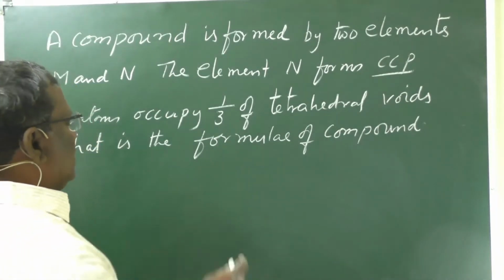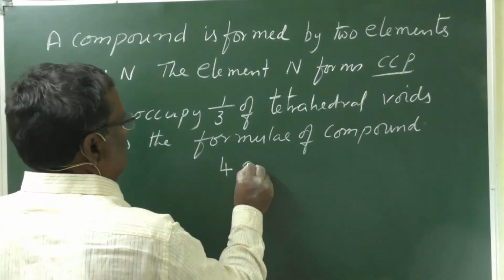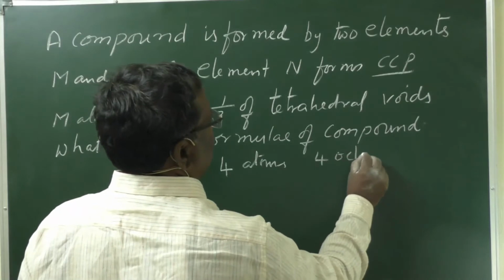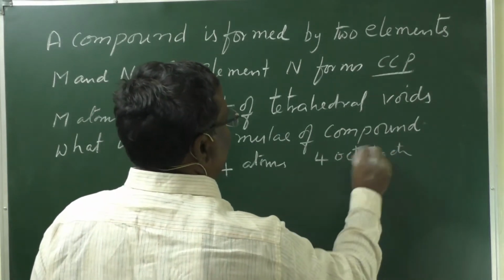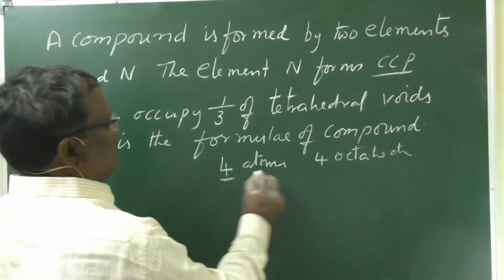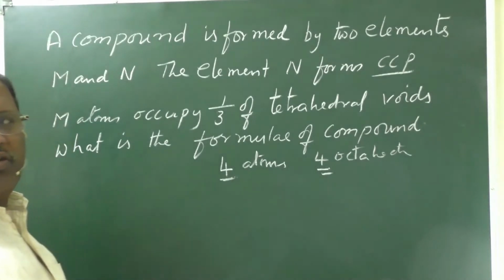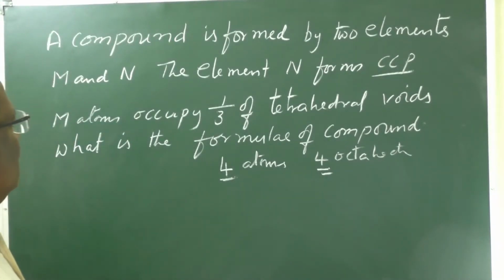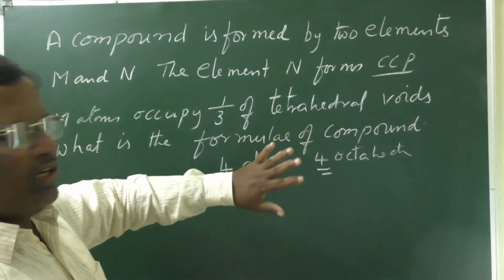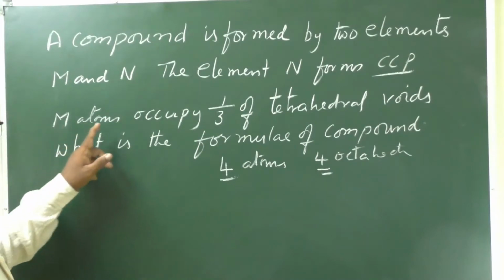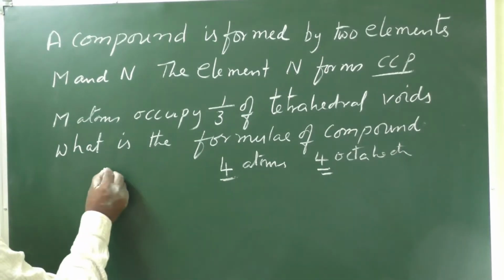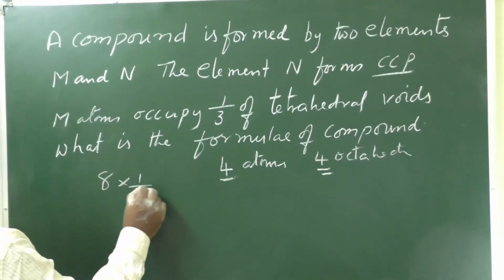So when 4 atoms are present in a unit cell, it will have 4 octahedral voids and 8 tetrahedral voids. The number of octahedral voids is equal to the number of atoms. Tetrahedral voids are double the number of atoms. Now here N occupies CCP, that means it is present at corners and face centers, whereas M atoms occupy 1/3 of tetrahedral voids. So the total number of tetrahedral voids is 8.